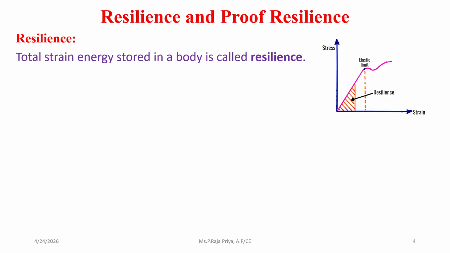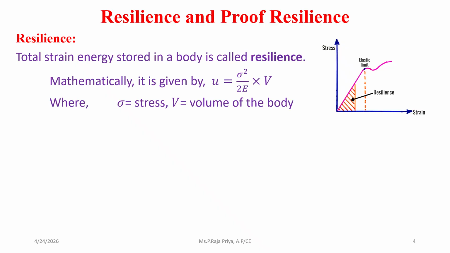The first one is the resilience. Resilience is the total strain energy which is stored in a body. In this graph, which is plotted stress versus strain, we can see the elastic limit is here. The resilience will be the total strain energy which is stored in the body. So resilience can be anywhere within the elastic limit.